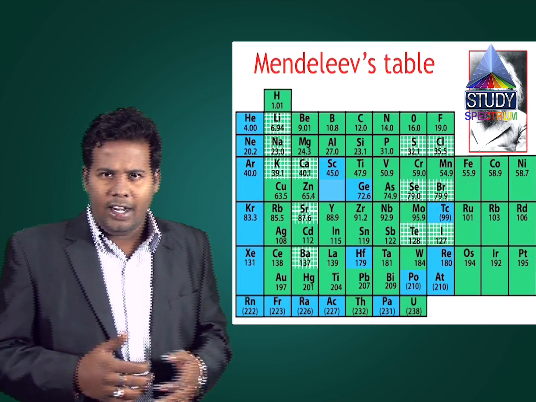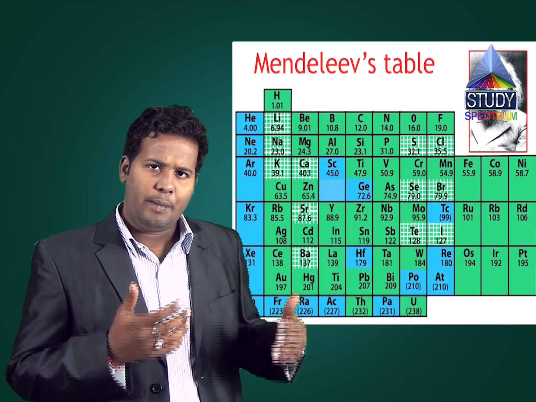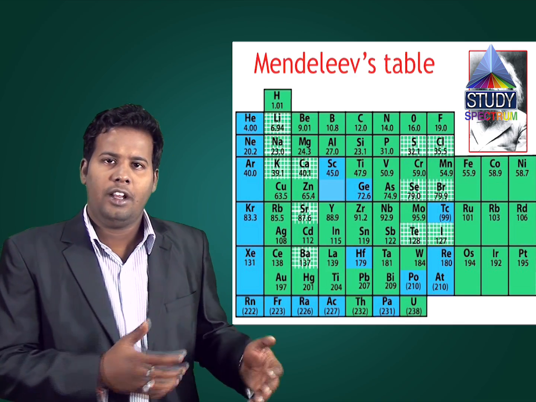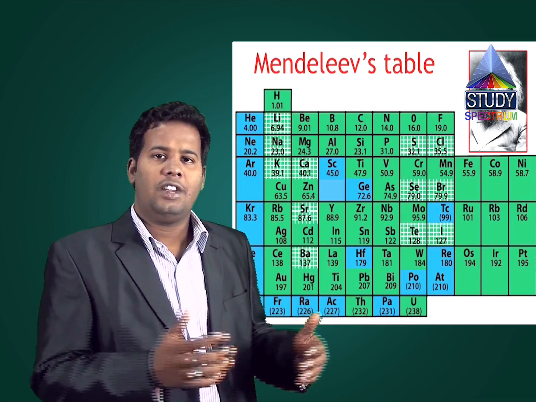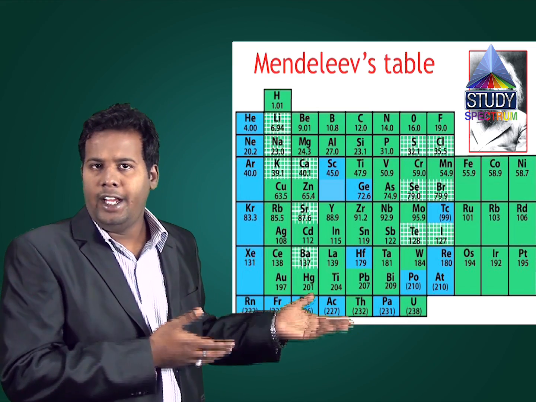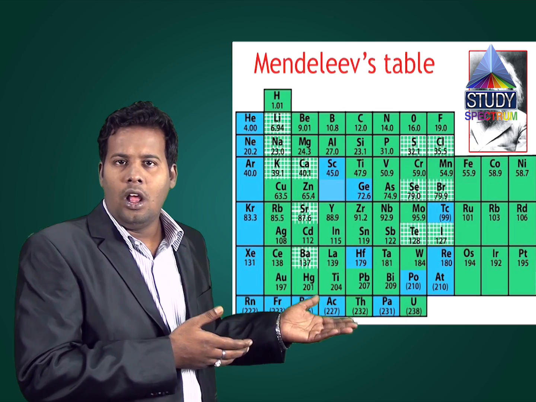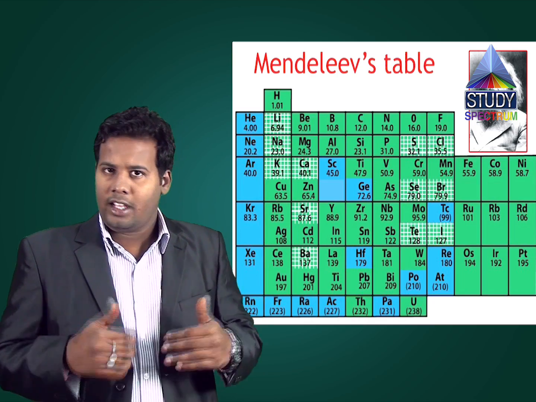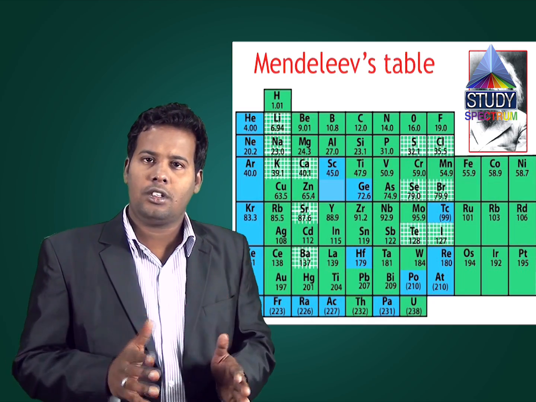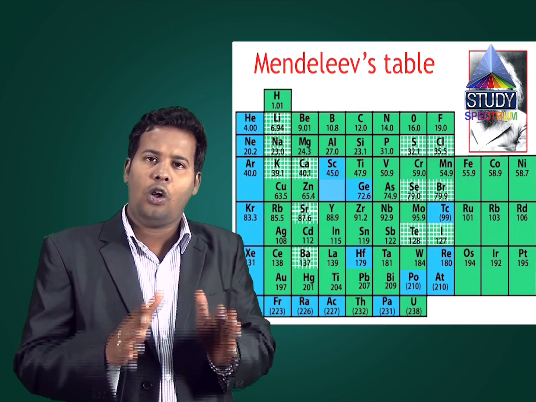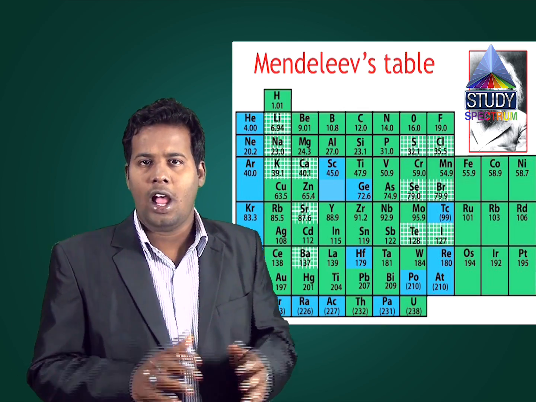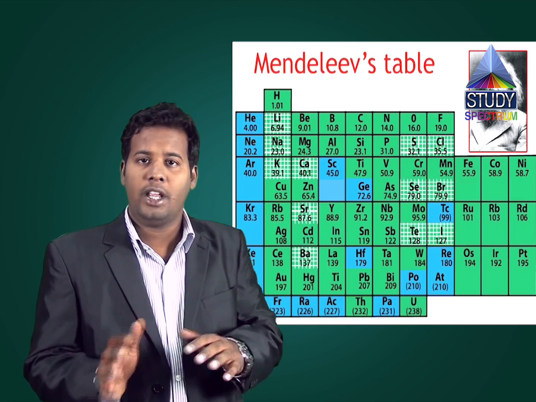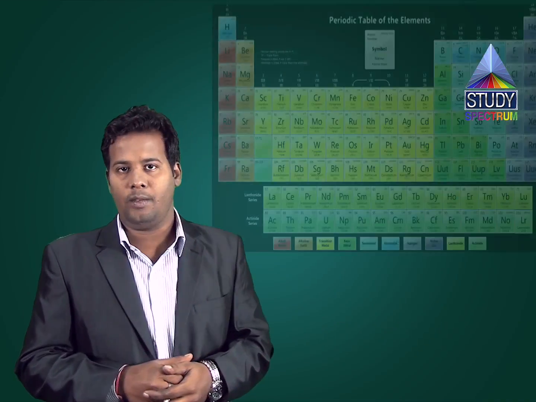Now, moving further, let us understand what were the features, merits and demerits of Mendeleev's periodic table. In features, we can see there are 8 groups and 7 periods, and if we talk about merits, like I said earlier, Mendeleev was the first scientist to classify all the elements discovered at that time, and that was 63 elements. He placed all the elements in his periodic table.